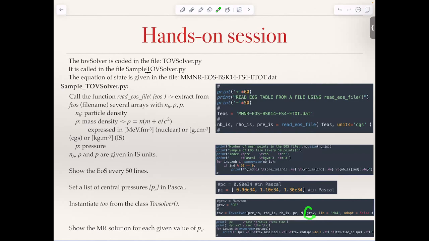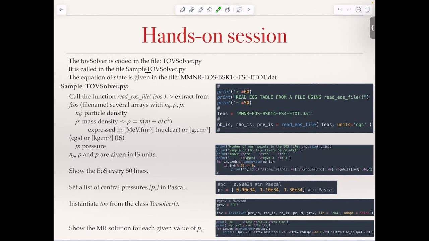Okay, so if the input is TOV, it is a GR, then you can instantiate an object that you call TOV or GR or whatever. But if your input here is Newton, then you can instantiate a second object that you call Newton. And therefore, in TOV and in Newton, you will obtain the two solutions of your system. And exercise two is somehow to define these two objects, TOV and Newton, for instance, and then to compare the results.